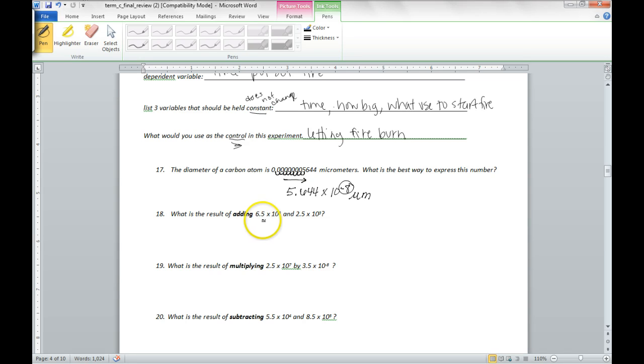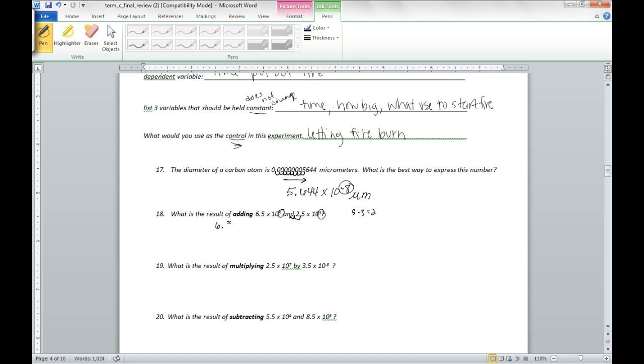What is the result of adding 6.5 times 10 to the 5th and 2.5 times 10 to the 3rd? Okay, so we're going to add these two numbers. If we're adding the numbers, we have to make the exponents the same. So we have 5 and 3. What we need to do is move one of the decimals. I like to go to the biggest exponent, so I'm going to make this number bigger, so this number has to get smaller. So by 2 times, 1, 2, because 5 minus 3 gives us 2. We have to move it.